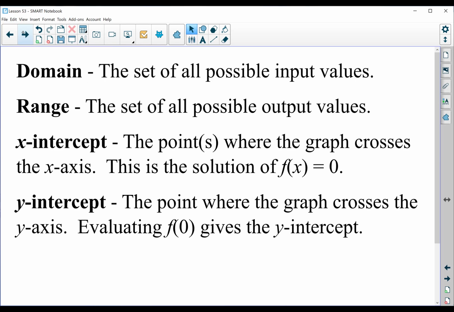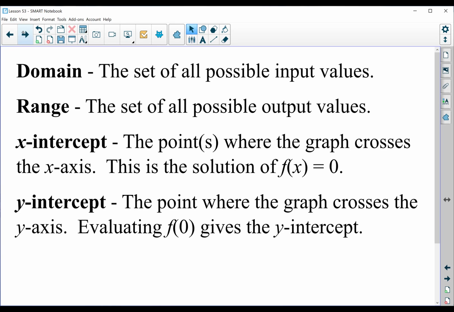The domain is all the possible input values. The range is the set of all possible output values. And then we'll talk about x-intercepts and y-intercepts. So the x-intercept is a point where the graph crosses the x-axis. It's the solution to the equation, whatever our function is, equals 0. So that's why we've talked about solving quadratic equations and solving by factoring and all of those things.